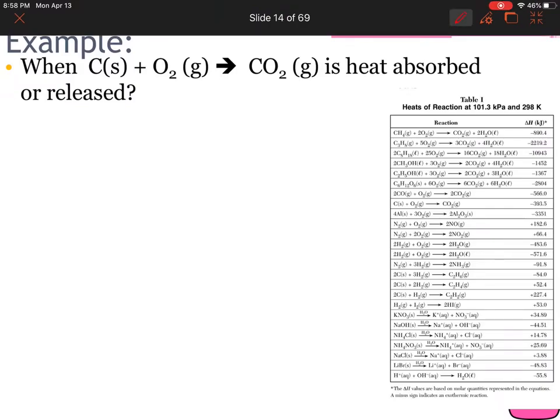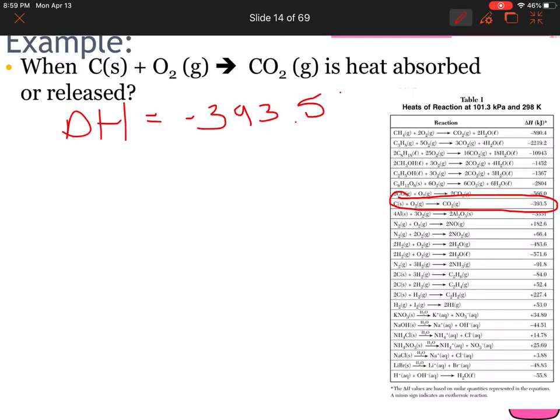Again, this is going to be very similar. I'm going to look for this exact reaction here. Okay, so I see it right here. And I see that my delta H is negative 393.5 kilojoules. So I'm looking at the sign, and the sign is negative. So that tells me it's exothermic, and heat is released.